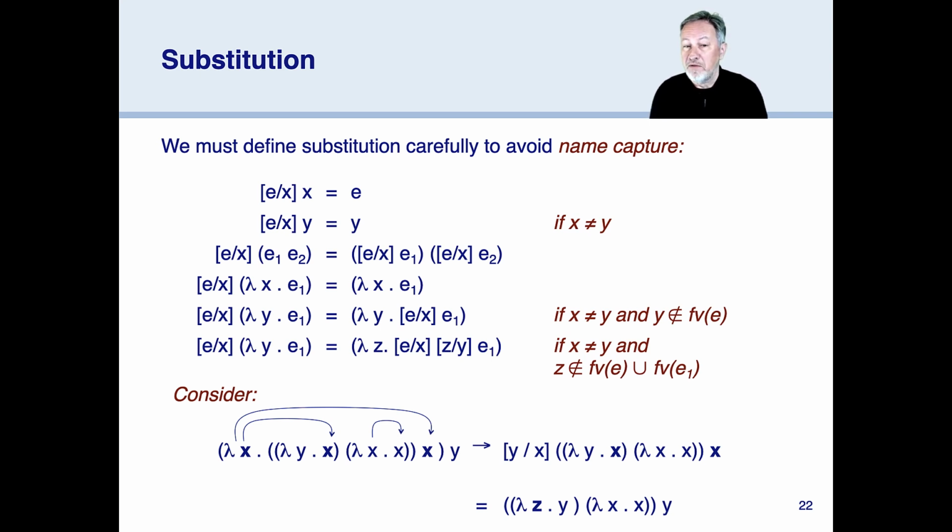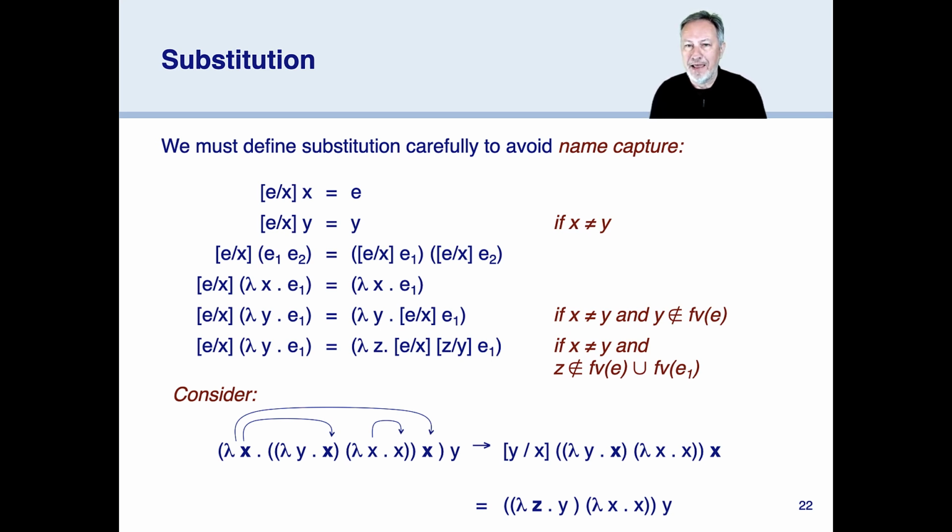We want to substitute e for x in the expression x. Well, it's the same x, so we simply replace x by e, and we're done. That's the easy case. Another easy case: we want to replace every occurrence of x by e in the expression y, where y is not x. Well, then there's nothing to do, so the answer is simply y. So these two cases are super easy. The third one is the recursive case. It's also pretty easy. If we want to substitute e for x in the expression e1 applied to e2, we simply do the substitution on e1 and on e2, and we yield the resulting application of the two substituted expressions.